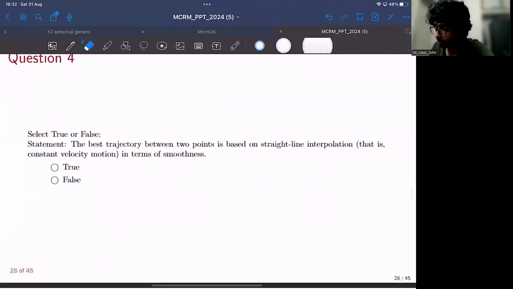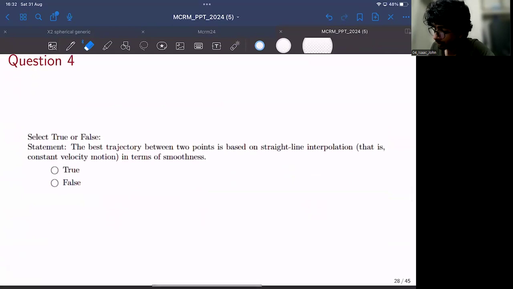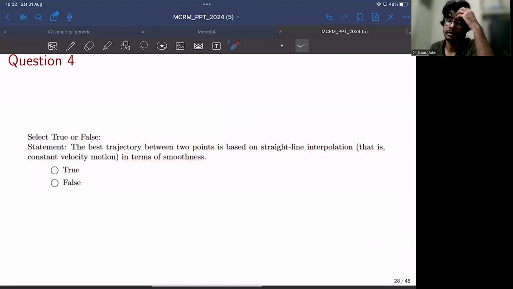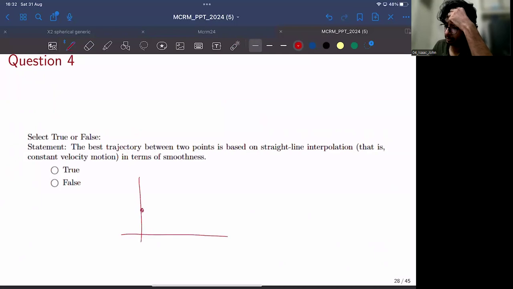Okay, so now moving on to question 4. It's a true or false statement. The best trajectory between 2 points is based on straight line interpolation in terms of smoothness. Okay, the best trajectory. It says the best trajectory between 2 points is straight line interpolation. So what are the problems of straight line interpolation?